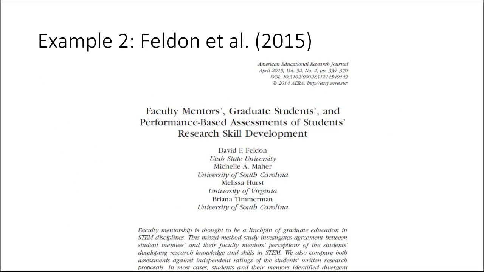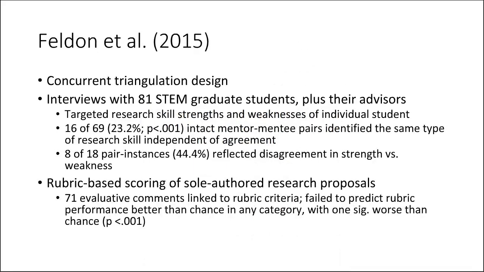And so the second example that I wanted to share is actually a study of mine that I engaged with colleagues. We published a couple of years ago in the American Educational Research Journal. And so in the study, we were looking at graduate students in STEM disciplines and their faculty mentors, and trying to understand the development of their research skills. And so we used a concurrent triangulation design. We individually interviewed 81 different graduate students in various STEM disciplines. Separately, we interviewed their advisors.